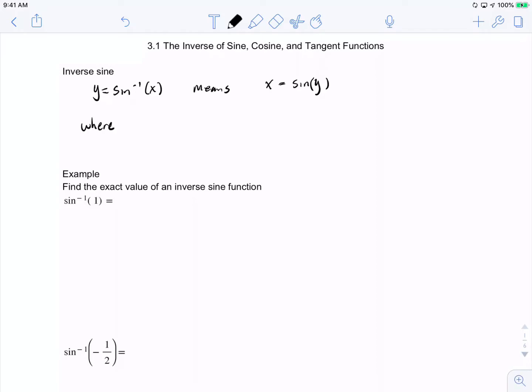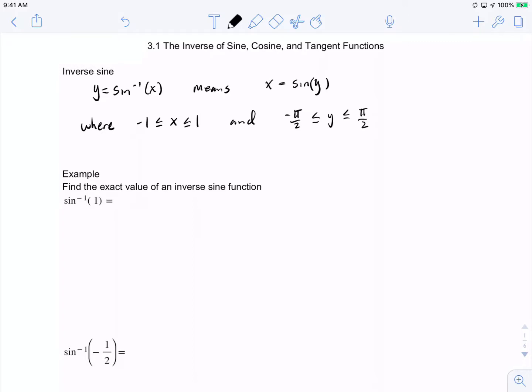And so there are some restrictions that come with that, where negative 1 is less than or equal to x, which is less than or equal to 1, and negative pi over 2 is less than or equal to y, which is less than or equal to pi over 2. So these are restrictions that we're going to use in order to be able to solve some problems. So let's go through an example so you guys can see.